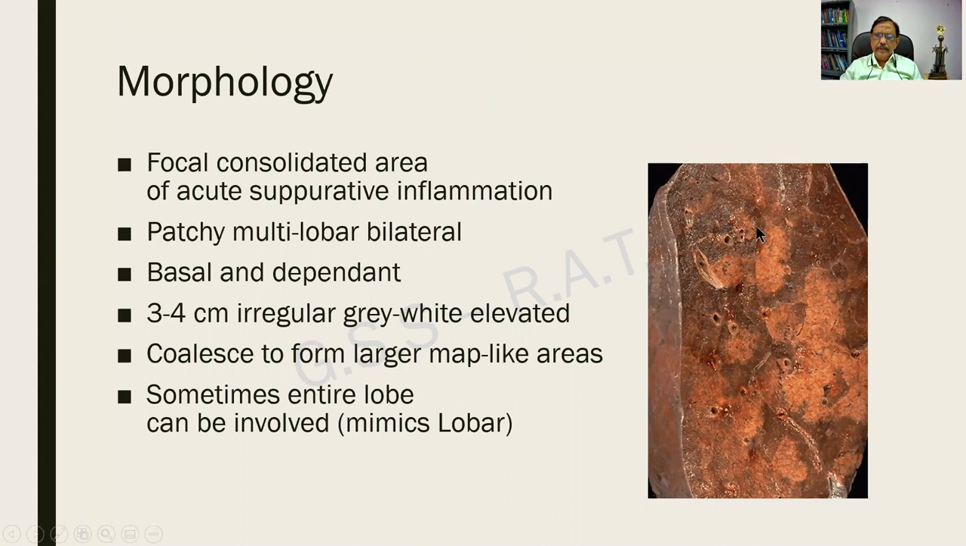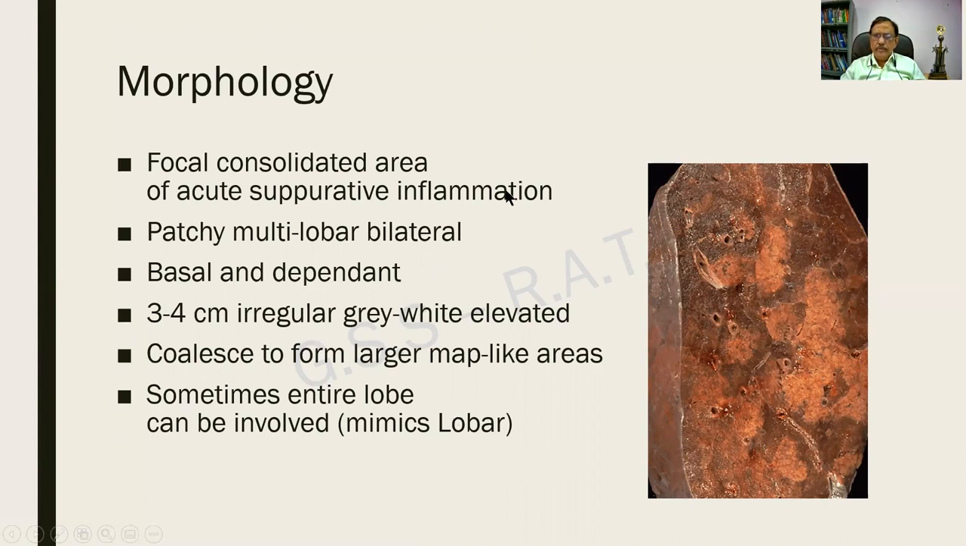Morphologically, what do you see? Let me forget what is on the left side and see what is here. It is a specimen of a lung which is showing all the pale color areas of consolidation. And they tend to be slightly elevated. When we cut, you find that this is slightly elevated above the other surface. In some areas, see, they are all coalescing. Coalescing means joining together to form a larger area. And rarely it can involve the entire lobe, mimicking a lobar pneumonia.